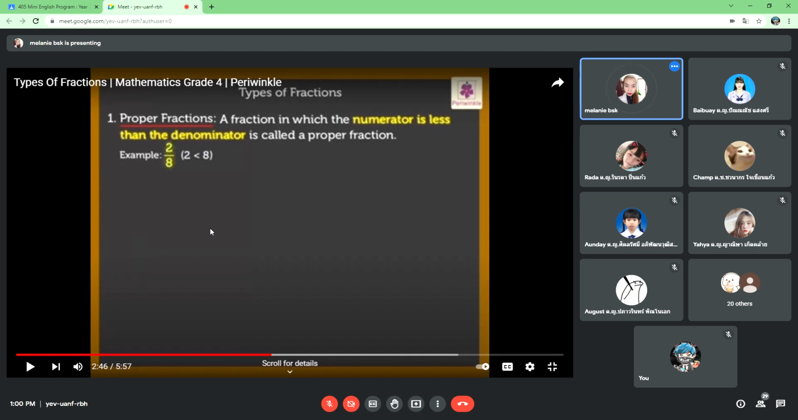So, math: types of fraction. Children, we have to wait for the others, okay? Maybe around 5 minutes more, okay, children? Then we're going to start our discussion after.